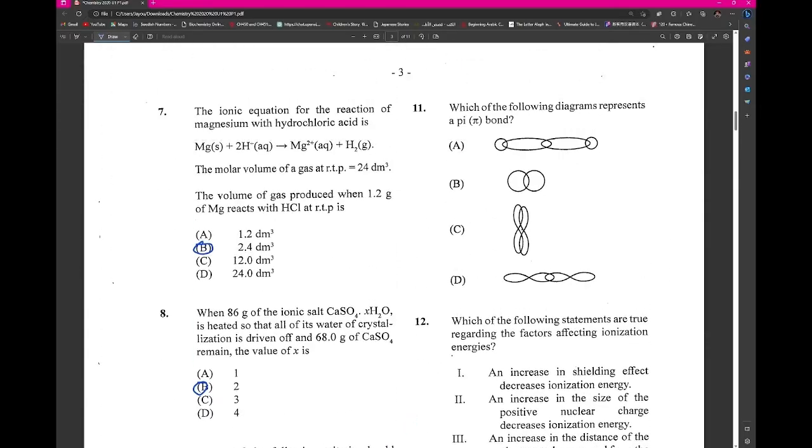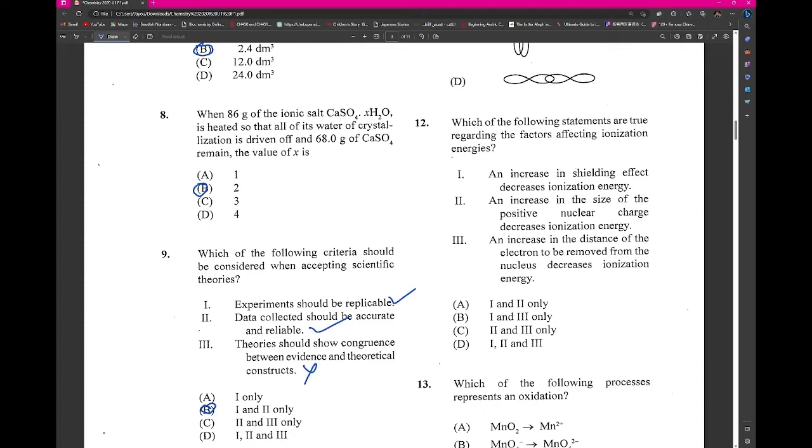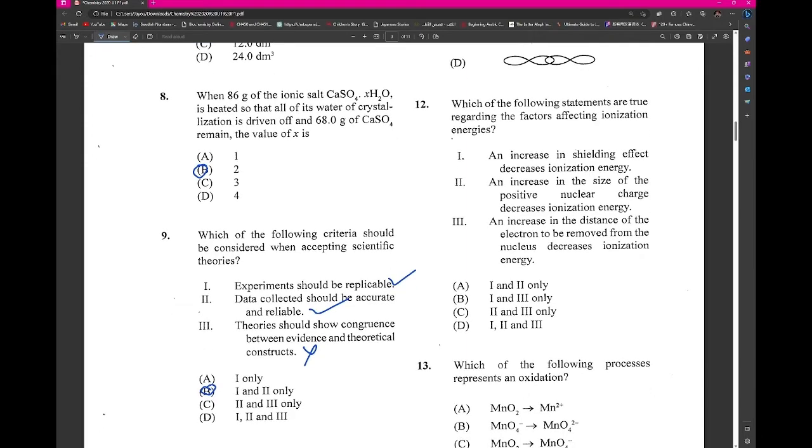Alright, here we're looking for a pi bond. C would be the pi bond. Which of the following statements are true regarding the factors affecting ionization energy? Shielding will decrease ionization energy. Increase in size of positive nuclear charge, I don't think it will decrease ionization energy. An increase in the distance, that should do it. So 1 and 3, B.